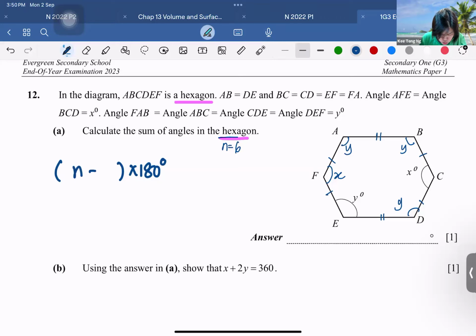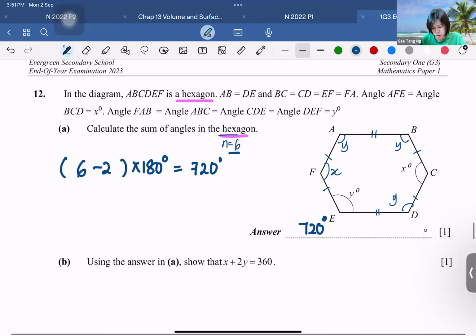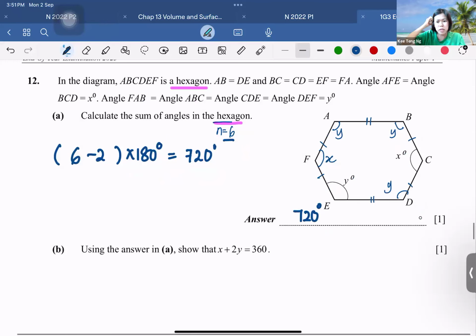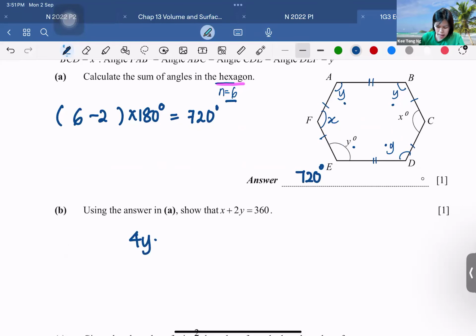So n minus 2. But n in this case is the number of sides of the hexagon. Hexagon n is equal to 6. So 6 minus 2 times 180 will give you a total of 720 degrees. So the sum of angles in the hexagon is 720. Next, I have written on my diagram. I read through already and highlighted everything. So I have 4y and 2x. Everything adds up to the total of 720.